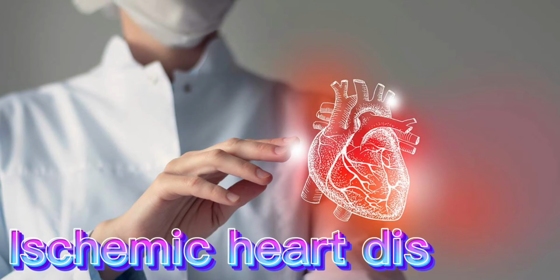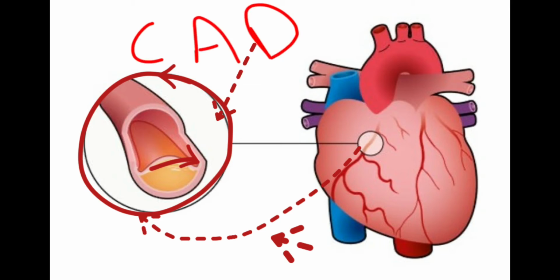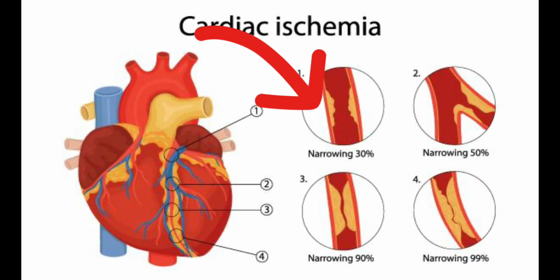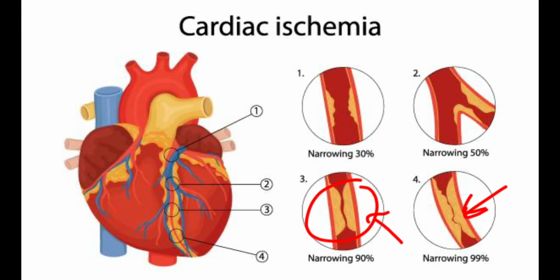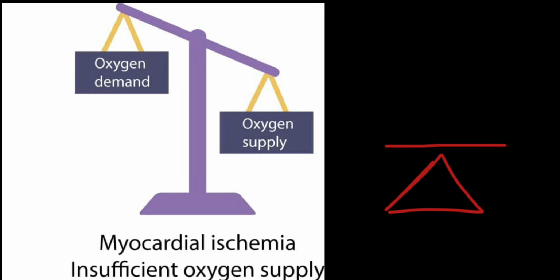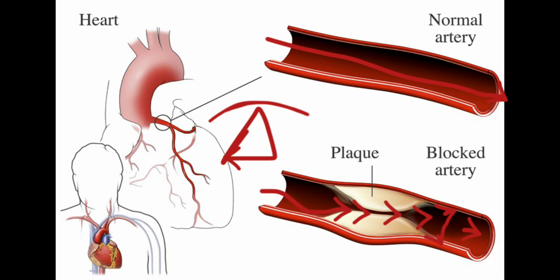Ischemic heart disease, also termed coronary artery disease, describes a group of clinico-pathological syndromes characterized by myocardial ischemia, in which an imbalance between myocardial blood supply and myocardial demand results in partial ischemia of the myocardium.